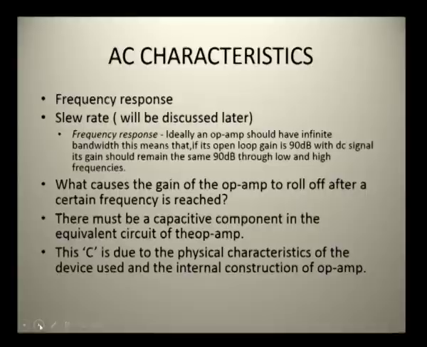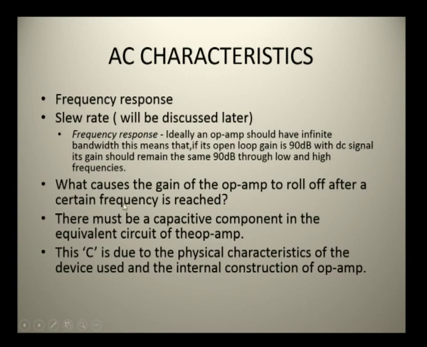So what are the DC characteristics of operational amplifier? It is input bias current, input offset current, input offset voltage and the thermal drift, for which we have discussed all the compensation techniques. And now we are going to see the AC characteristics of operational amplifier.